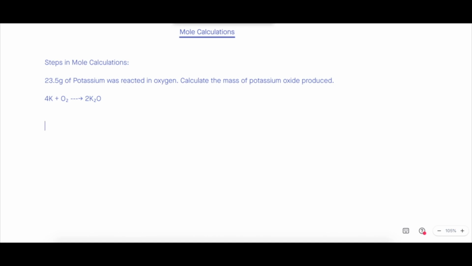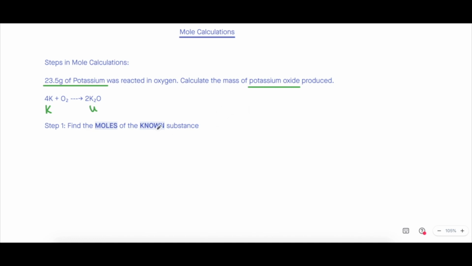Okay, so step 1, find the moles of the known substance. So we've got potassium, oxygen, and potassium oxide. The known substance is whatever we have the information for. So that would be potassium, so we'll label that with a K. The unknown substance is whatever it is that we're trying to find out. So yes, oxygen is unknown, but the one that we're actually trying to calculate is the mass of potassium oxide. So we'll put a U there to show that that's the unknown.